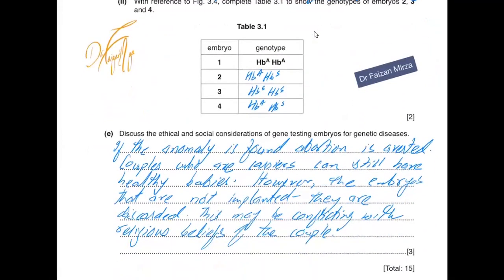Further, they are asking us to discuss the social and ethical considerations of gene testing of embryos for genetic screening. So if HBS is found, abortion is averted, because couples who are carriers can still have healthy babies by IVF, because they can select the embryos. However, the embryos that are not implanted are discarded, and this may conflict with religious beliefs, and this may not be very ethical to do. So it has pros and cons both.